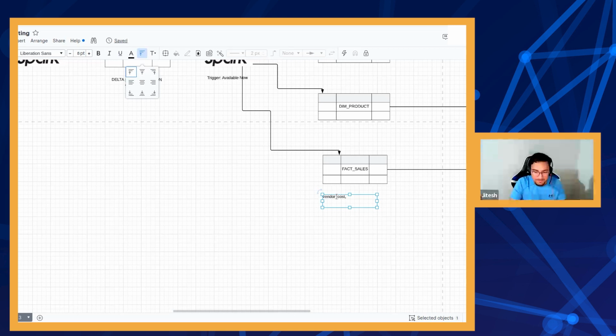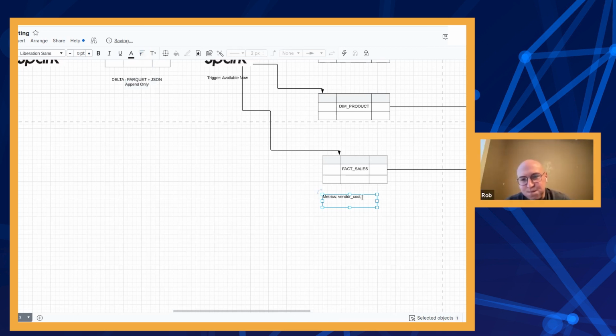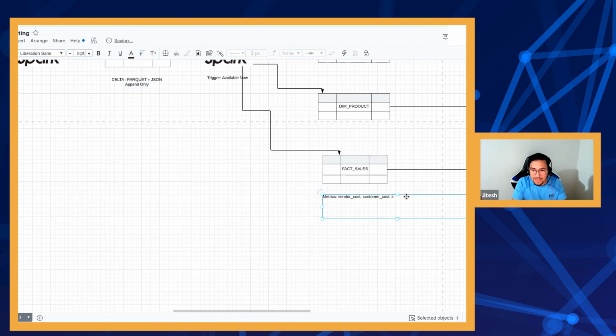So we could have metrics in this table like vendor cost, sale cost, sales tax, right? Basically you need to know the region where the tax needs to be paid. So maybe we can capture that in the same table. So maybe tax region.